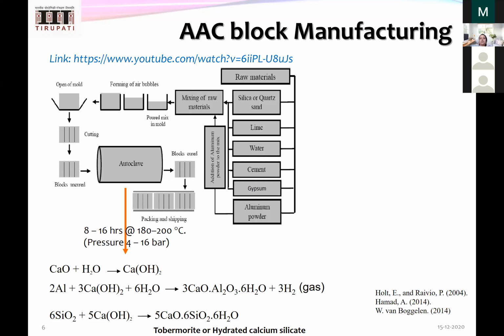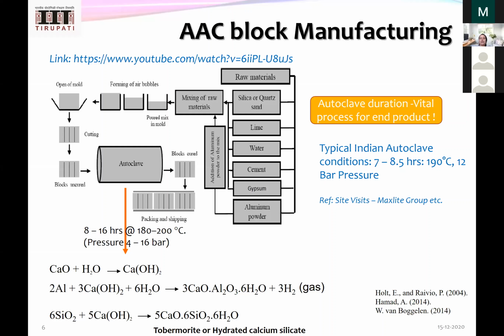So I'm not going into detail of what is happening inside it, and most of you may not be interested in the chemical reactions. But here, as I said, the main key thing in AAC block manufacturing is the autoclave duration, the temperature, and the pressure we are maintaining. This will vary from company to company. This Maxlite group, I know their details. According to them, they are using 7 to 8 hours of autoclaving at 190 degrees Celsius and 12 bar pressure.